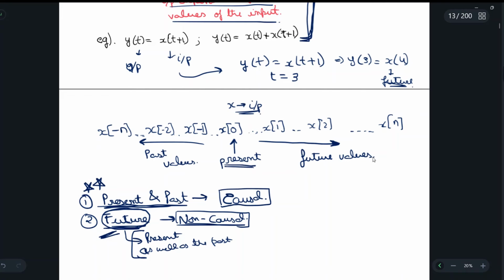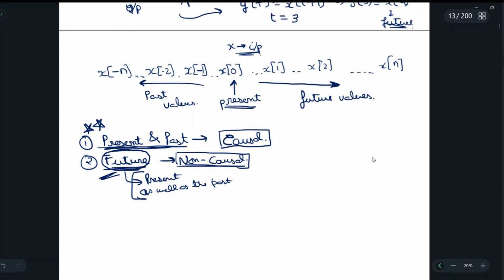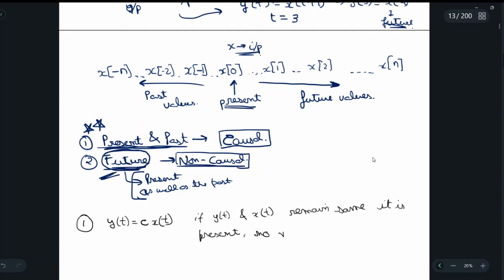So now let us write a few more concepts. Suppose we have y(t), that is the output, and we have c times x(t), where c is a constant and x is the input. So now if y(t) and x(t) remain the same, then it is the present, no matter what the value of C.